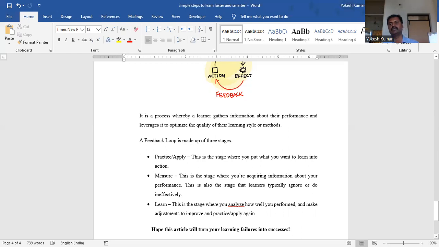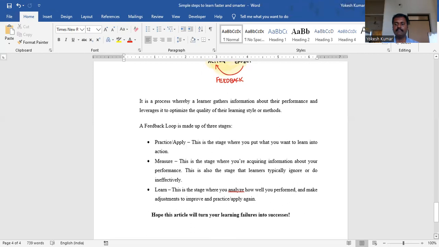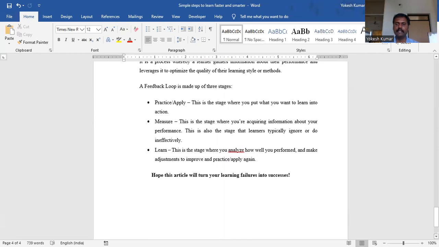You already learned something, so you have to apply it or put it into action. Upon action, you have to assess the data. During assessment, you can find the gap between the things learned and putting them into action. Then the third is learn. This is a stage where you analyze how well you performed and make adjustments to improve, and practice and apply again. If there is any gap, you have to fill the gap by learning it again.